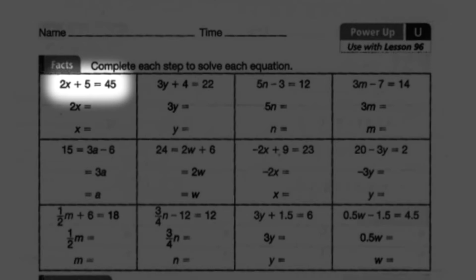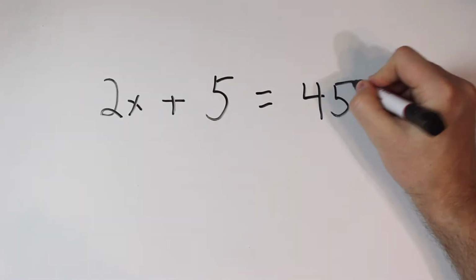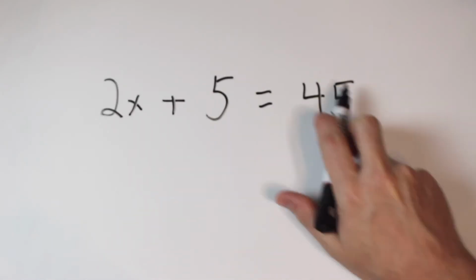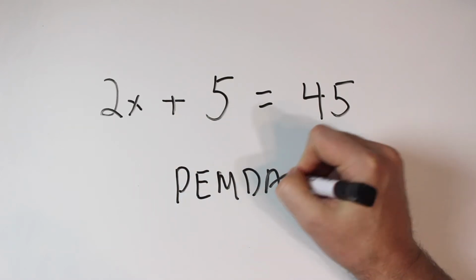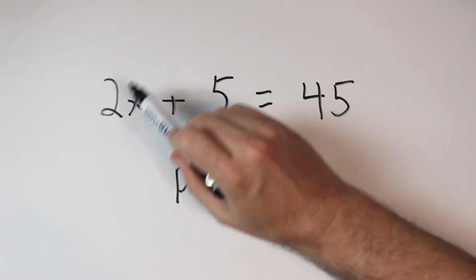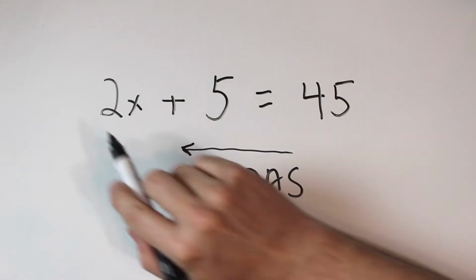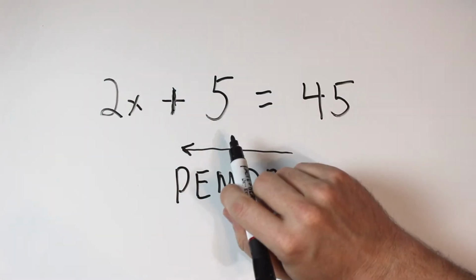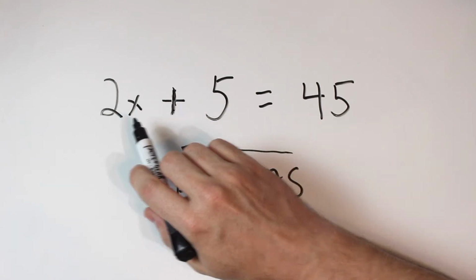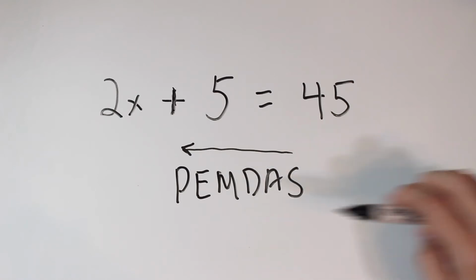So let's try number 1. 2x plus 5 equals 45. Remember, if we knew all the numbers on the left and we're trying to find the answer over here on the right, we'd follow the order of operations. But now we're looking to find the value of this number here in the middle of the problem. So we have to work backward. The two operations in this problem are multiplication and addition. Normally, multiplication would come first and addition second. But since we are working backward, we're going to undo the addition part first.